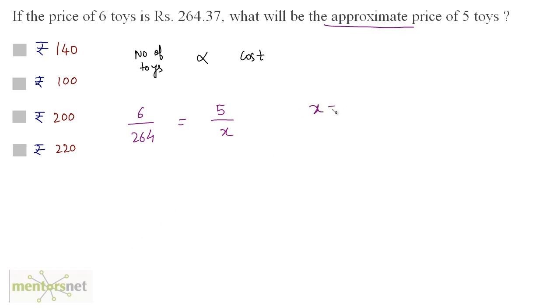So X is equal to 264 times 5 by 6. 6 times 44 is 264 and 44 times 5 is 220. So the cost associated with 5 toys is 220 rupees, the approximate cost. So option D is the correct answer.